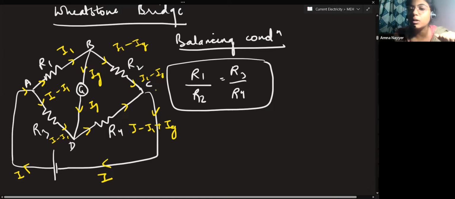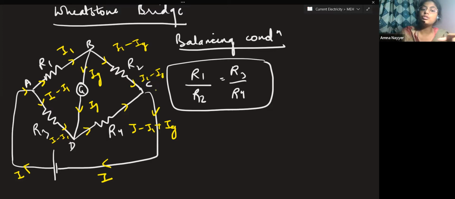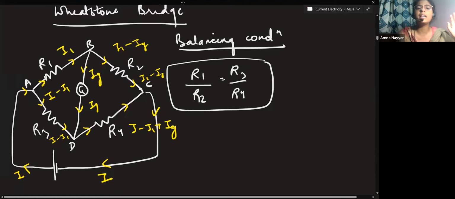That's why I wasn't able to get the whole current. So you have to check it also. Like right now, I didn't commit any error, so I was able to get the current I back. Now you just have to apply Kirchhoff's law. Let's say this is clockwise motion.